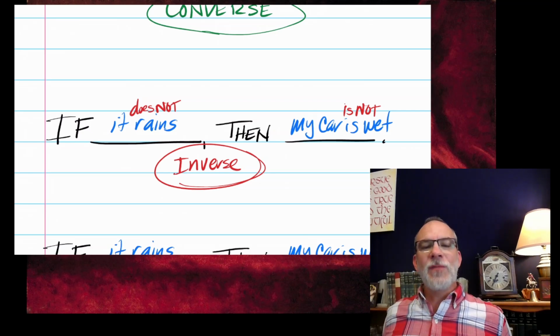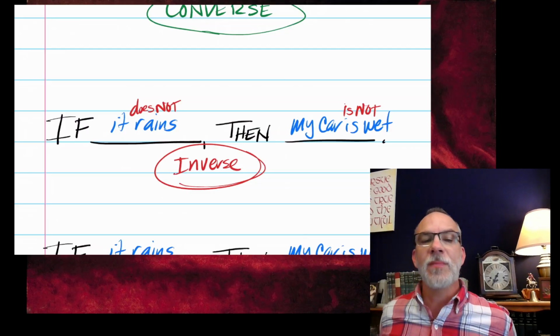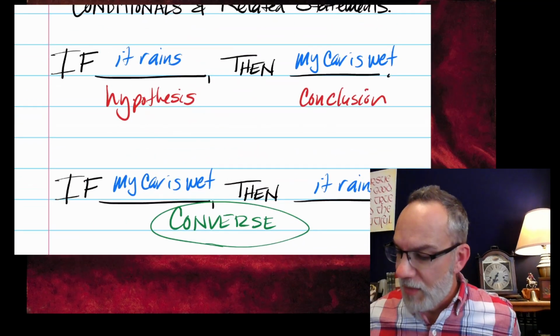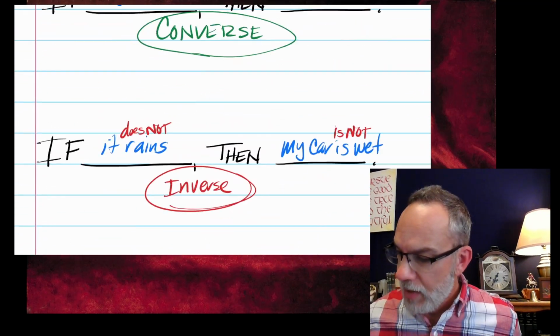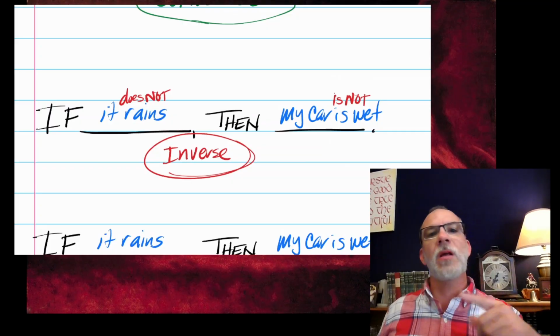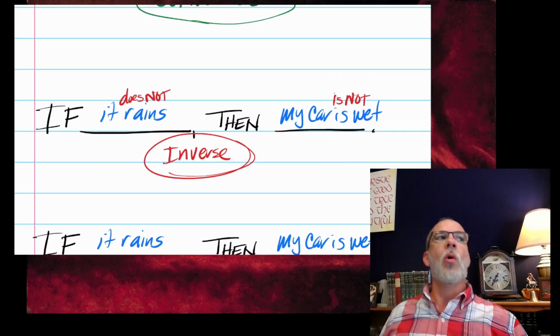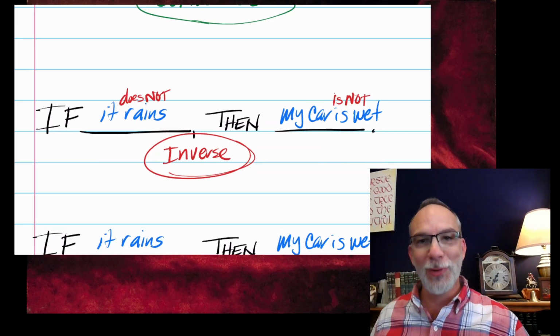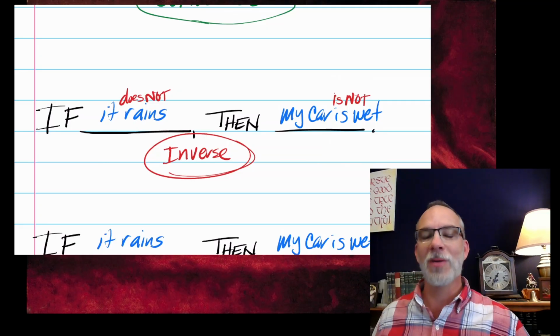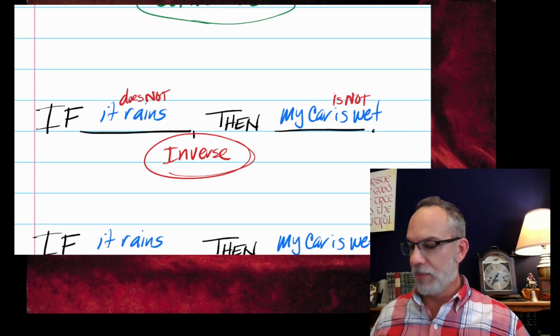And again, the inverse statement is not necessarily true, even if the original one is. Even if it's true that if it rains, then my car is wet, just because it doesn't rain doesn't mean my car is not wet. There may be another reason why it may be wet, like the sprinklers may have come on, or the freshmen had a water balloon fight around my car and it got hit with a water balloon and then it's wet or something like that. So if you negate both of them, it's called an inverse.